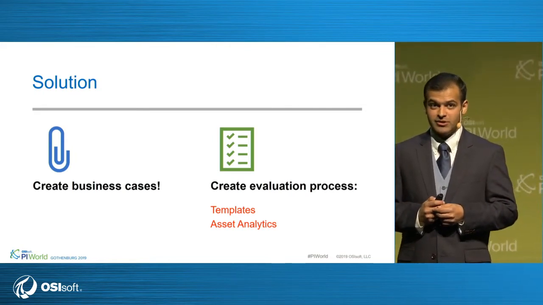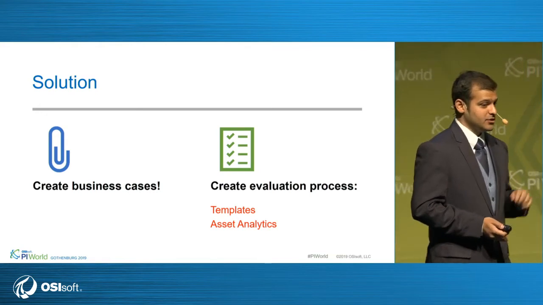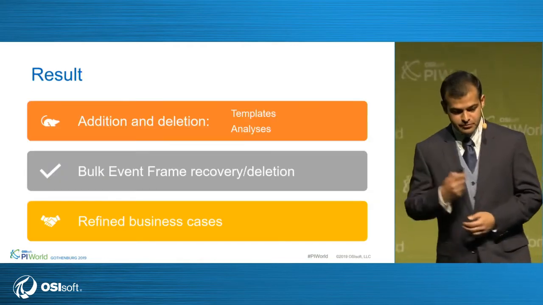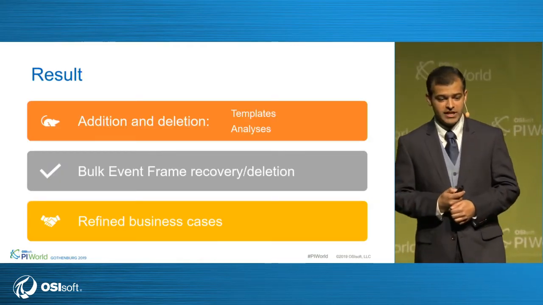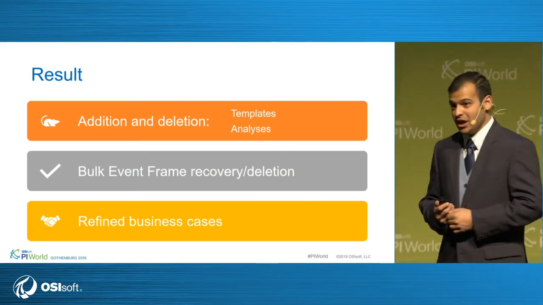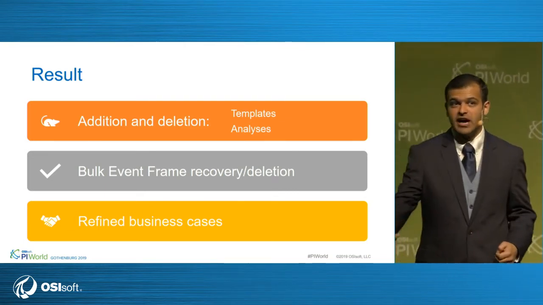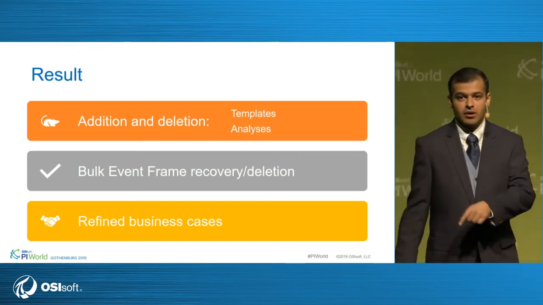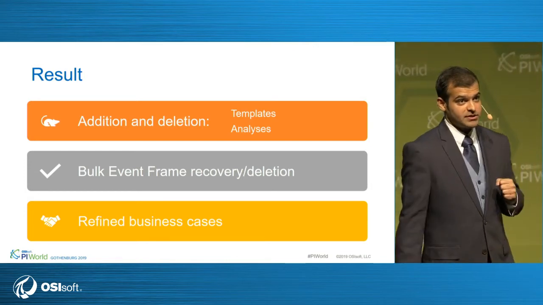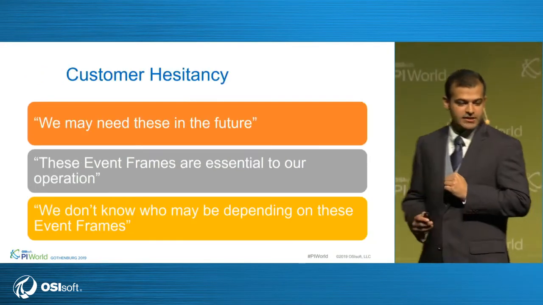Then you create an evaluation process, which I said is a never-ending process. So this is where you modify your templates, you delete your templates, you add more templates, you do more asset analytics, which drive your goals. So the result of using this approach is the addition and deletion of templates and analysis, which I already covered. You can do bulk event frame recovery and deletion, so if you find something was not matching your goals or something new has been added to your goals, just delete everything, click of a button, recreate everything with your new algorithms. You refine your business case. Your business case grows with time. It just doesn't stop there. So that's pretty much the result.